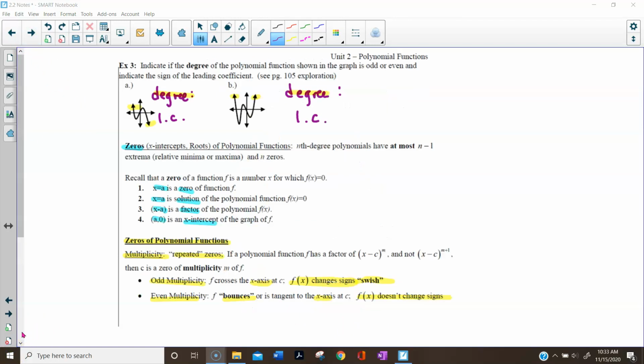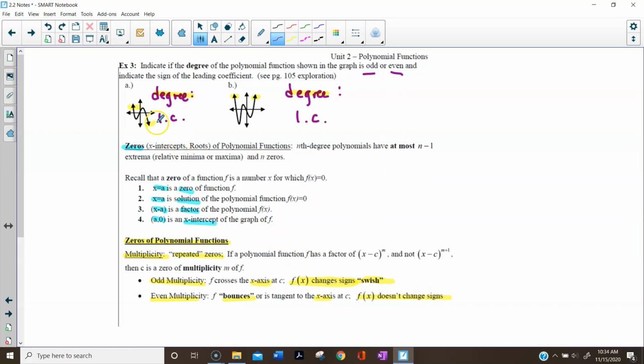I recommend you try example 3 on your own, stop the video, and then check your answer. Example 3 is indicate the degree. So you're going to let me know if it's odd or if it's even. And then if the leading coefficient is positive or negative.